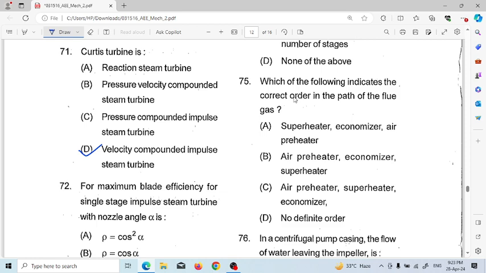Just a minute. Which of the following indicates the correct order in the path of flue gas? So the correct order of flue gas path is superheater, economizer, and then air preheater. Option A is the correct answer.